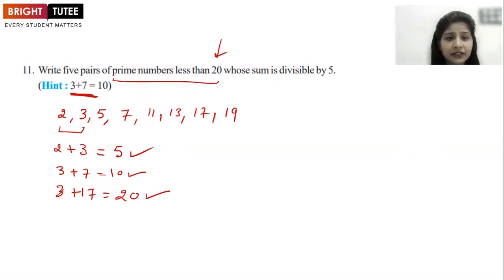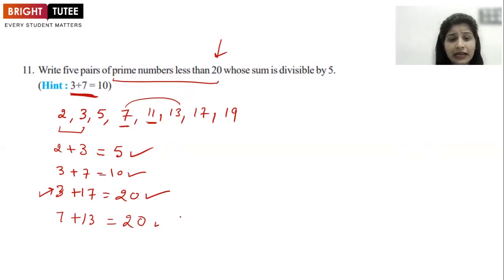And if I try 7 with 11, 7 and 11 gives me 18, not divisible by 5. 7 we can try with 13. 3 and 17 we have already taken, so 7 and 13 will give me 20, and that is divisible by 5. So this is another pair. This was 3 plus 17 and this is 7 plus 13.